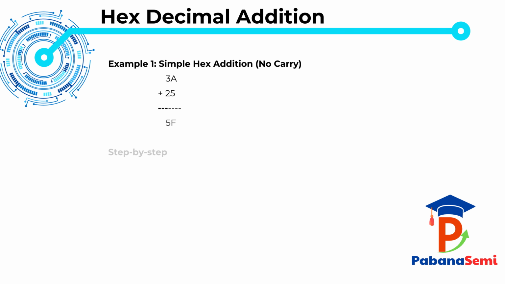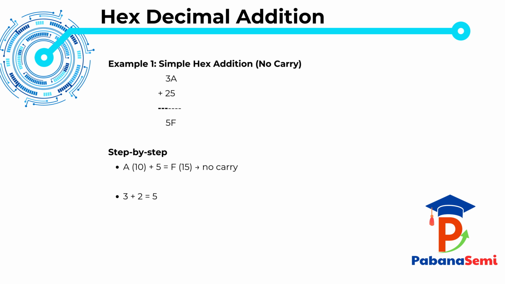Let's look at a simple hexadecimal addition example where no carry is generated. We are adding 3A and 25. We always start from the rightmost digit. First, look at A plus 5. In hexadecimal, A represents 10. So 10 plus 5 equals 15, which is written as F in hexadecimal. Since the sum is less than 16, there is no carry.